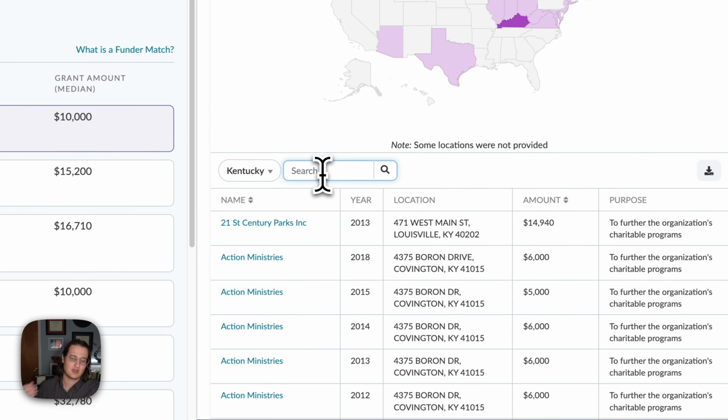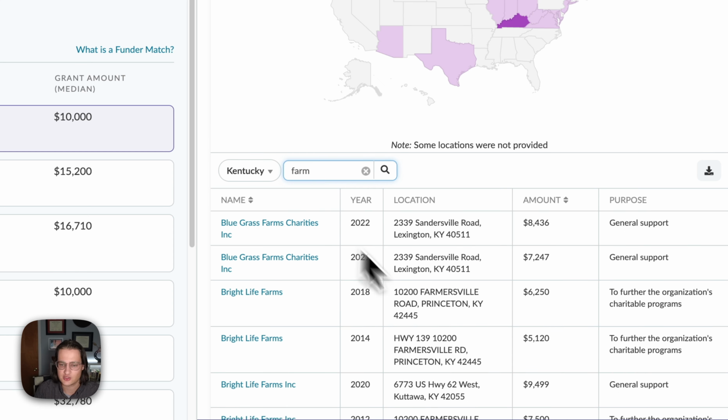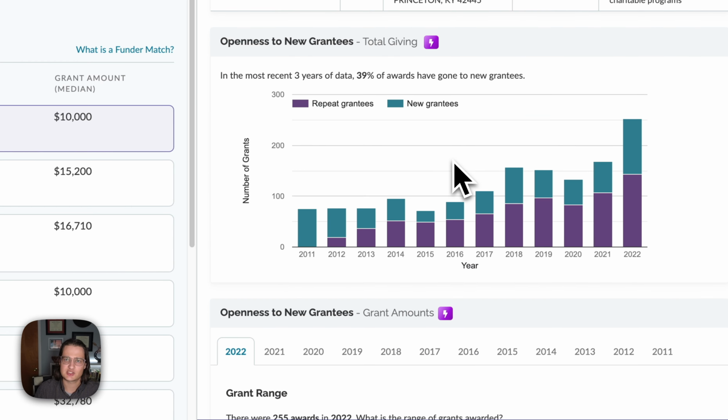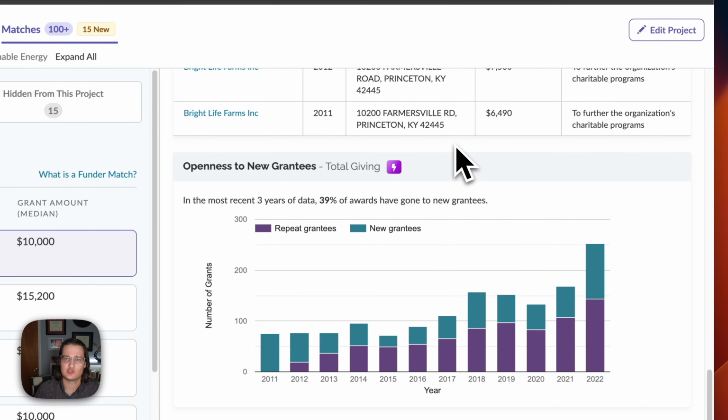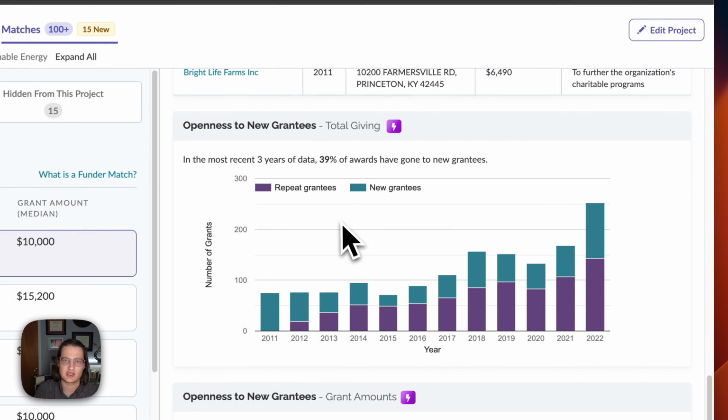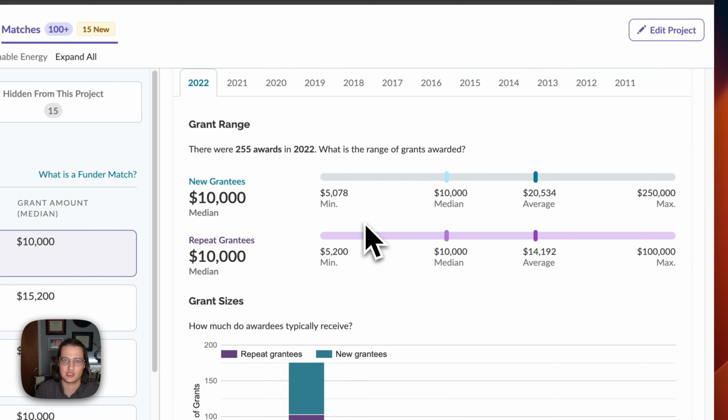I could also, if I'm looking maybe for some other 501c3s with a farm-related mission, take a look at that here. So this is a searchable chart where you can pull different keywords from it. Openness to new grantees is going to tell you how many of their awards were given to new-to-them organizations over the last 3 years, and can help us to gauge our ask with a new foundation or even dial in the renewal of an existing relationship.